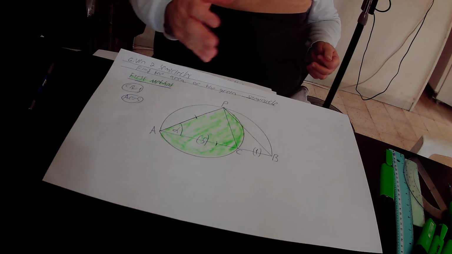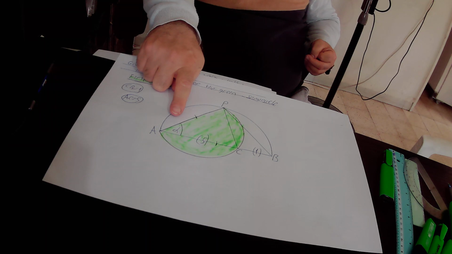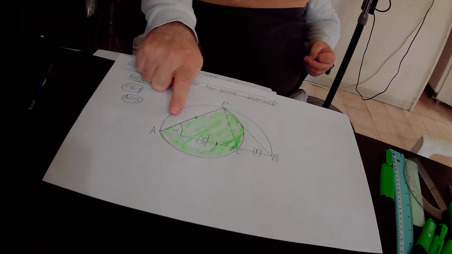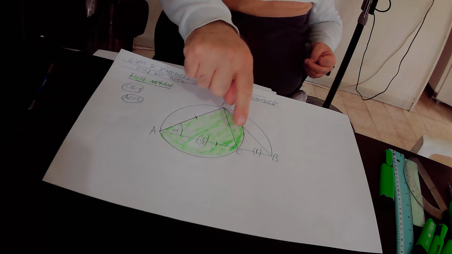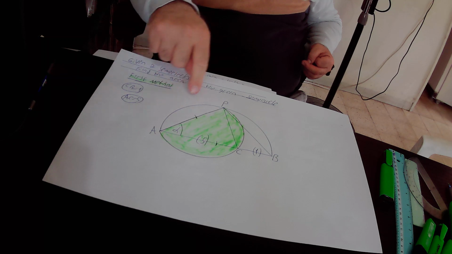If we focus on this original drawing, this is angle A. Angle A is the common angle that belongs both to the green right triangle APC, and this angle A also belongs to the right triangle APB.